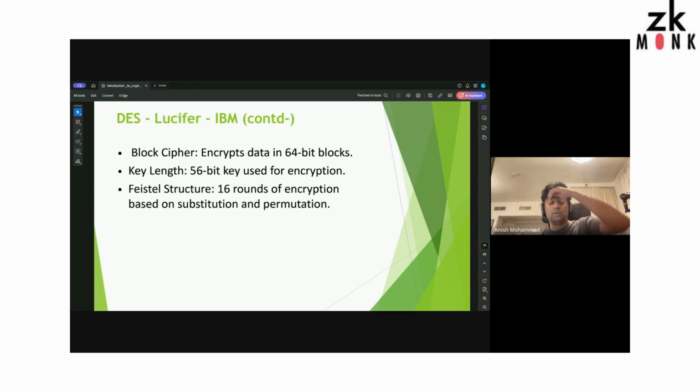So it goes down to a 56-bit key, and it has a 64-bit block, and it's 16 rounds of Feistel ciphers. Can I have the next slide, please?